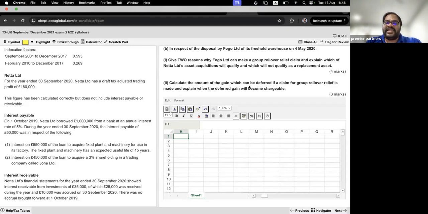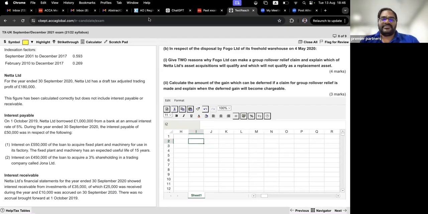Calculate the amount of the gain which can be deferred if a claim for group rollover relief is made and explain when the deferred gain will become chargeable. So you have 3 marks, which means 3 into 1.8 minutes. 5 minutes. Can you try part two? Great. So you got 5 minutes. Give it a try.